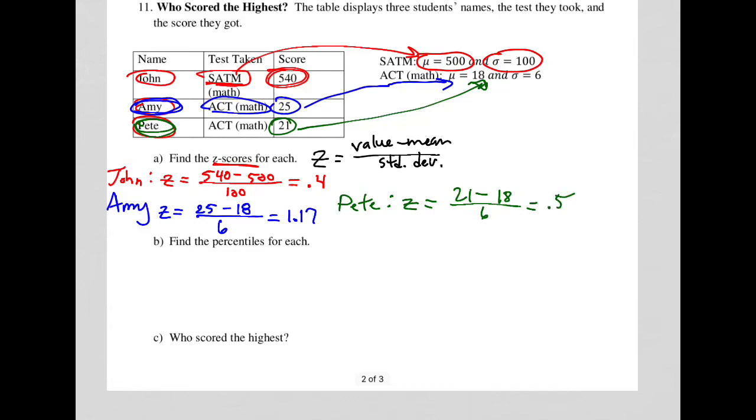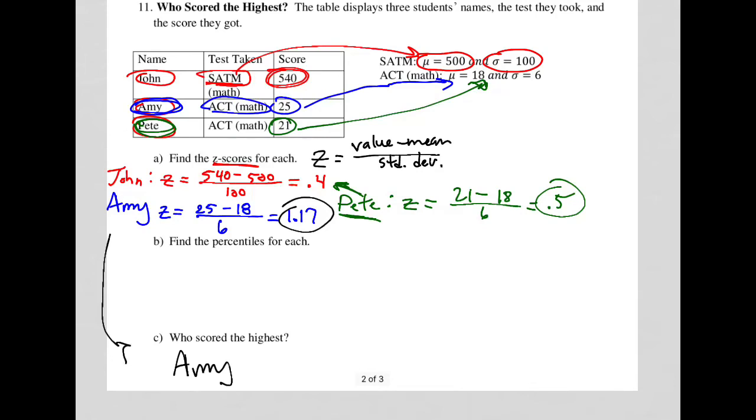So basically, Pete did better than John because he scored a half standard deviation above the mean, and John didn't score a half. He scored less than half. But overall, Amy did best because she scored more standard deviations above the mean than anybody. All right, so part B, well, that's actually answering part C right there. Who scored the highest? We know that Amy did.